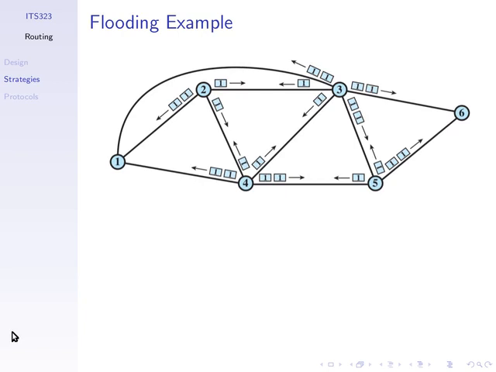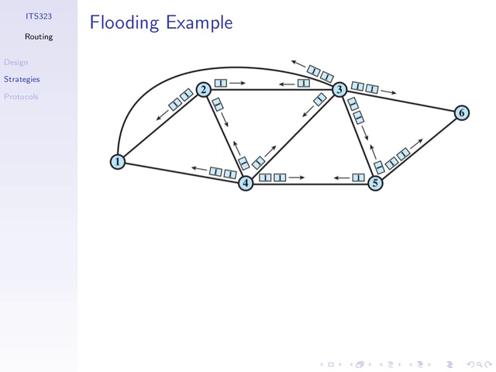Let's look at node 4. Node 4 receives this packet from 2. It sees sequence number 1. I've already received a packet with sequence number 1. I've already sent it to my neighbours. I will not send it again.